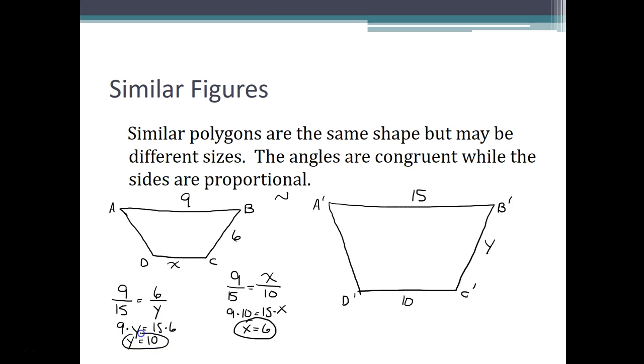As long as you know that they are similar, you know that corresponding angles are the same. So angle A and angle A complement are the same measure, B and B complement, C and C complement, and D and D complement are the same measure. And since they're similar, you know the sides are proportional, so you can always set up a proportion. But make sure that you're consistent with how you do it. If you do smaller figure over larger figure here, you have to do smaller figure over larger figure there. There are some variations in how those proportions can be set up, but be consistent with how you set up your fractions.